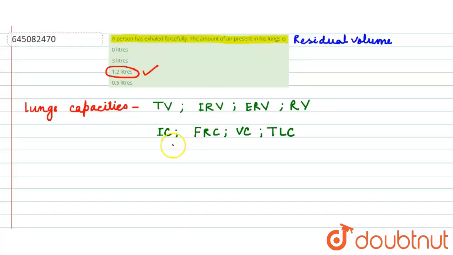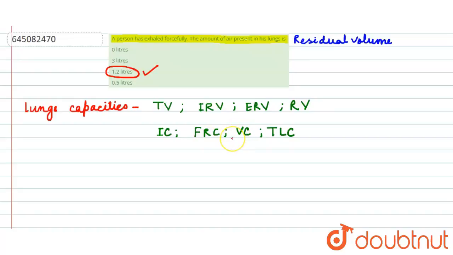Let's understand a little bit about all the other capacities which we are having as well. The first one is IC, that is inspiratory capacity. It is the total volume of air a person can inspire after a normal expiration. After that, we are having FRC, which is functional residual capacity, and it is equal to the sum of expiratory reserve volume and residual volume. That means FRC is equal to ERV plus RV.